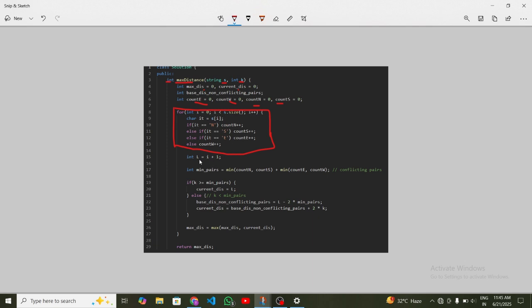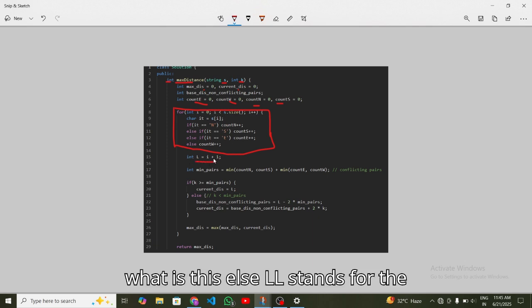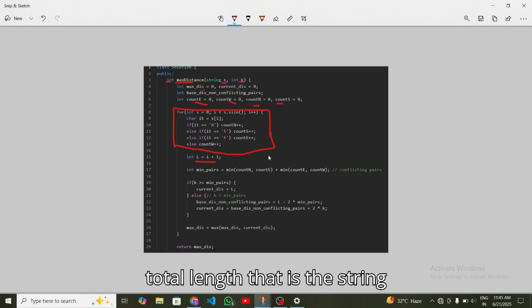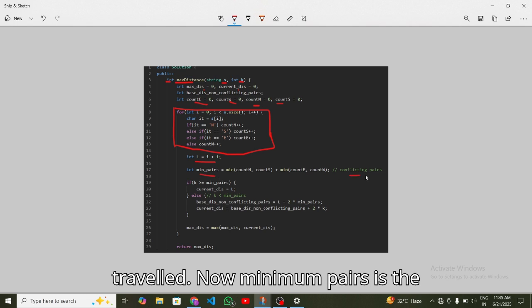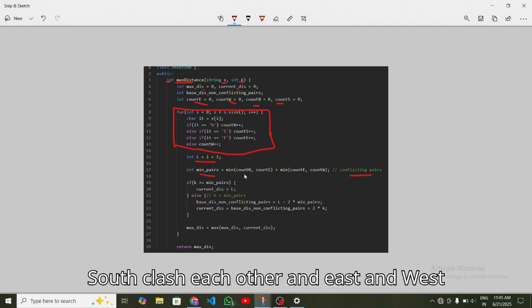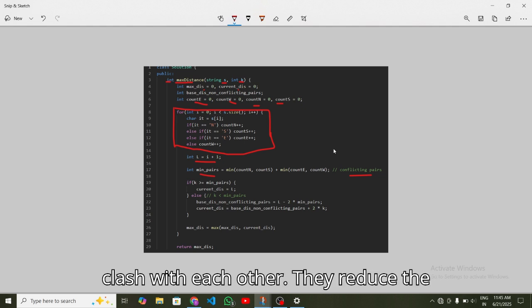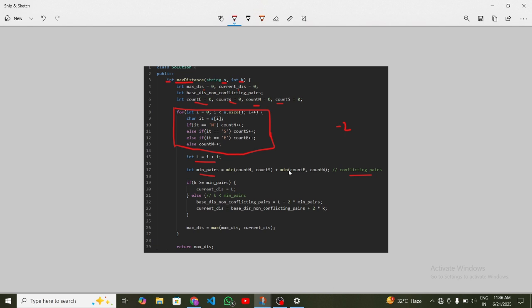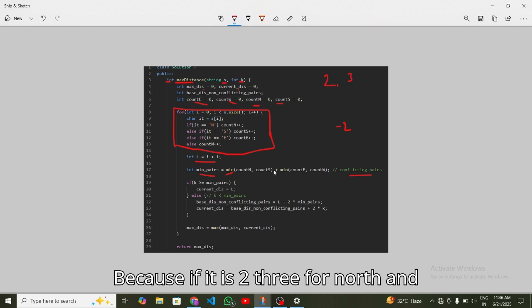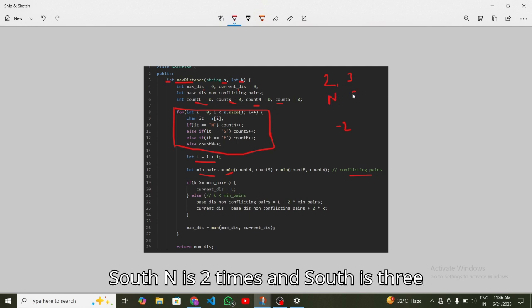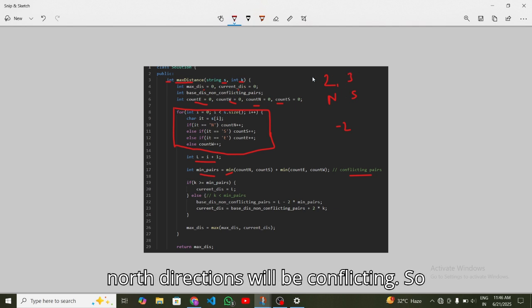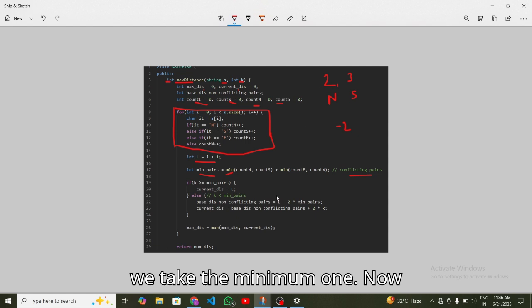Now, what is this L? L stands for the total moves iterated till now. That is the total length. That is the string traveled. Now, minimum pairs is the conflicting pairs here. We said north and south clash each other and east and west clash with each other. They reduce the Manhattan distance by minus 2. So, we consider it here. Why do we take min? Because if it is 2, comma 3 for north and south, north is 2 times and south is 3 times in the string, then 2 of the south directions and 2 of the north directions will be conflicting. So, we take the minimum one.